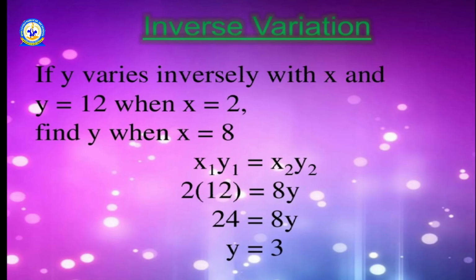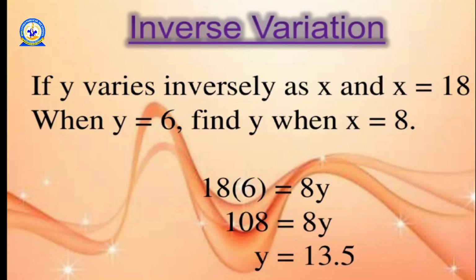In inverse variation, if y varies inversely with x and y is equal to 12 when x is equal to 2, find y when x is equal to 8. So we multiply 2 into 12 is equal to 8 into y. So we will find the value of y, that is equal to 3.